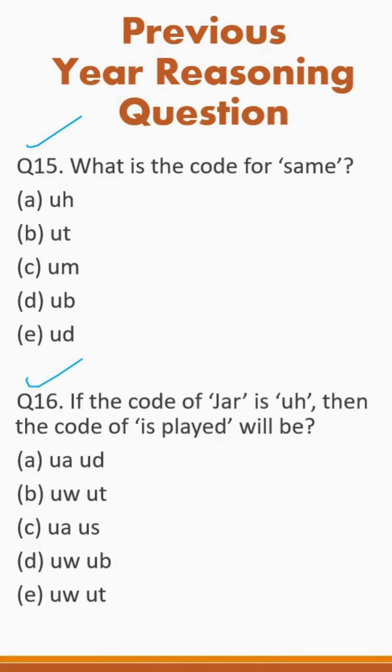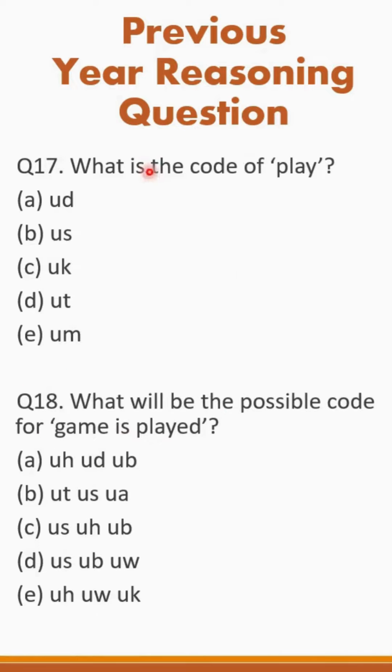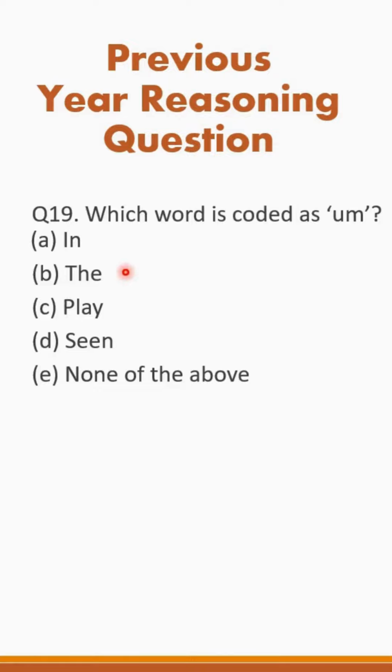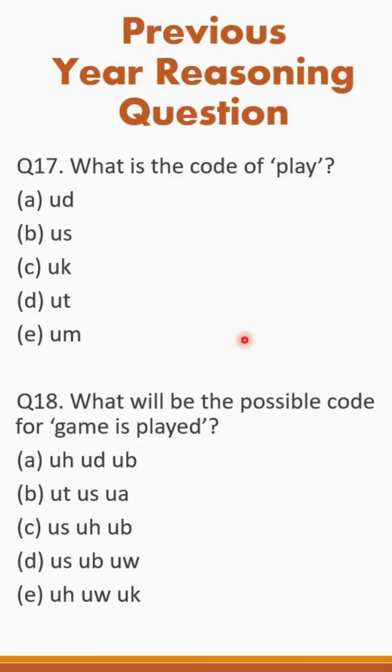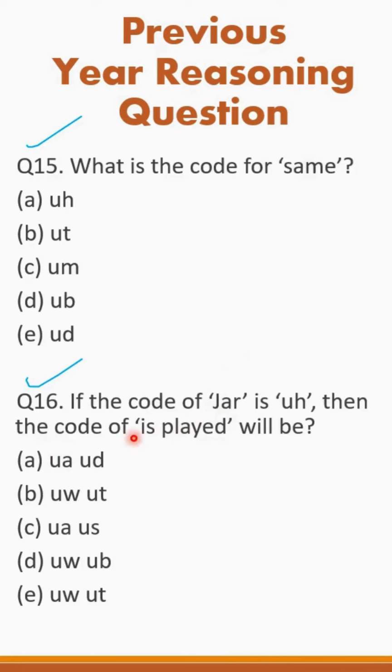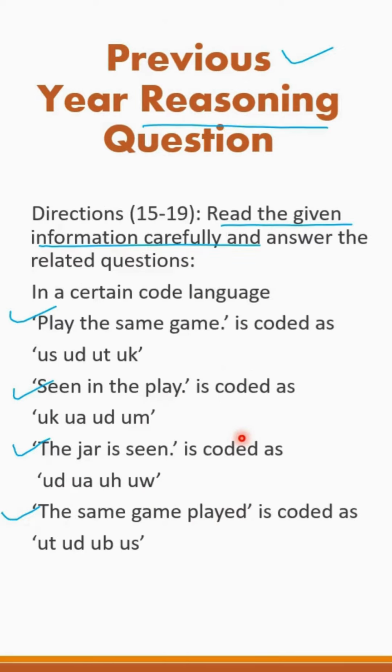Question number 15 is, what is the code for same? Question number 16 is, if the code of jar is UH, then what is the code for is played? Question number 17 is, what is the code for play? And 18 is, what will be the possible code for game is played? And question number 19 is, which word is coded as UM? So mainly we need to focus on play, game is played, same, and is played. Let's read these sentences and try to solve them.